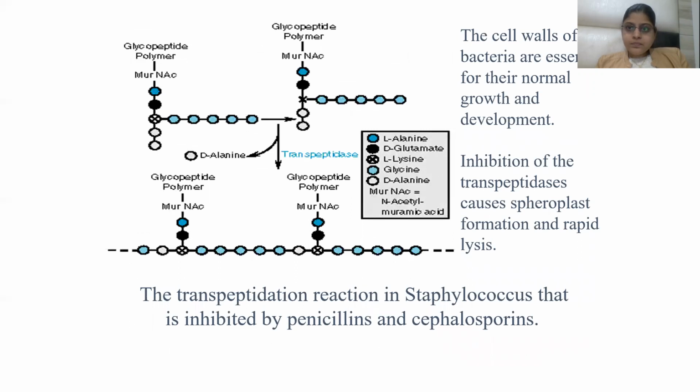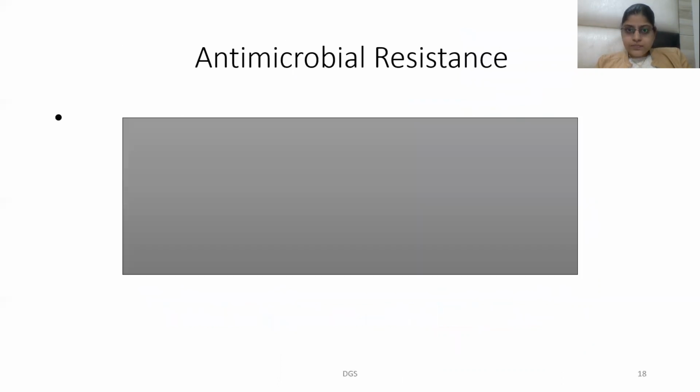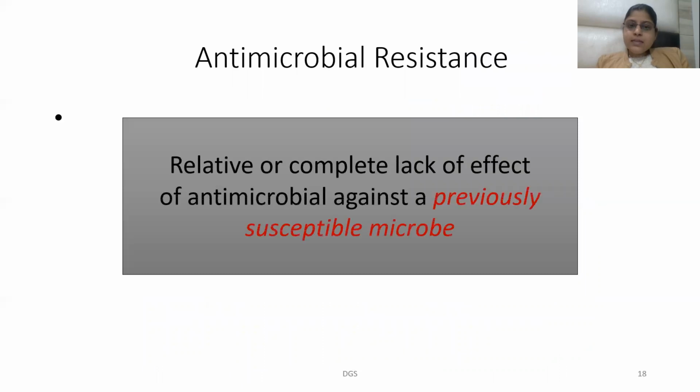The same diagram. Cell walls of bacteria are essential for their normal growth and development. Inhibition of transpeptidases causes spheroplast formation and rapid lysis. Because when transpeptidation is inhibited, there will be formation of spheroplasts and lysis of the bacteria. This transpeptidation reaction in Staphylococcus is inhibited by penicillins and cephalosporins.